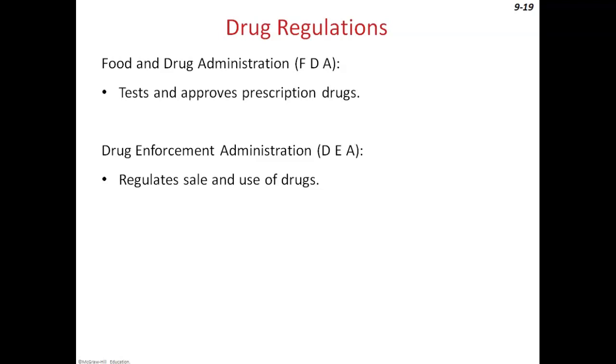Both federal and state governments regulate the sale and use of certain drugs. At the federal level, the Drug Enforcement Administration, or the DEA, regulates the sale and use of drugs by authority granted in the Comprehensive Drug Abuse Prevention and Control Act of 1970. This is more often referred to as the Controlled Substances Act. The Controlled Substances Act is a federal law giving authority to the Drug Enforcement Administration to regulate the sale and use of drugs.